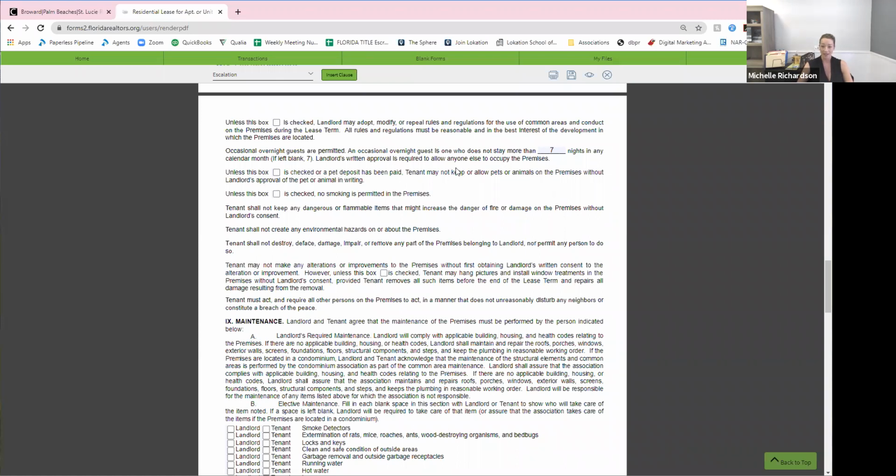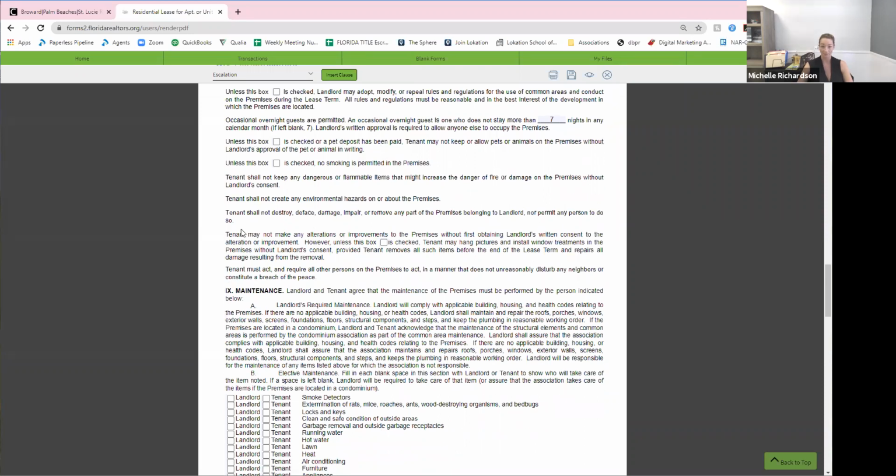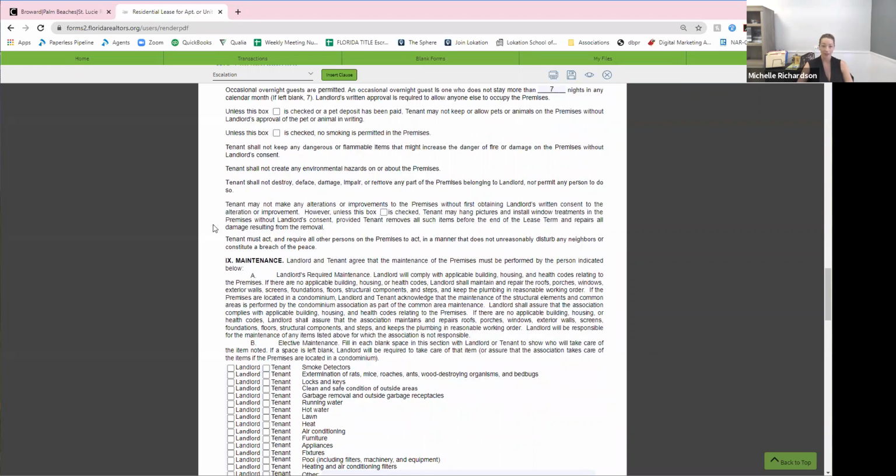So it says here, the tenant may not keep or allow pets. If they're babysitting a pet or something like that, they should just be cautious of what the rules are. Unless this box is checked, no smoking is permitted. The tenant shall not keep any dangerous or flammable items on the property. The tenant shall not create any environmental hazards on the premises.